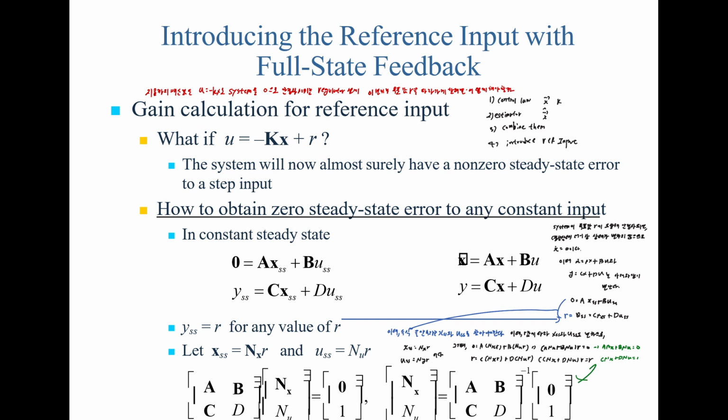And so we have the steady state xss and the input uss. These are scaled versions of r: xss is Nx r and uss is Nu r. Nx and Nu are found from a matrix equation derived from the steady state system equations.